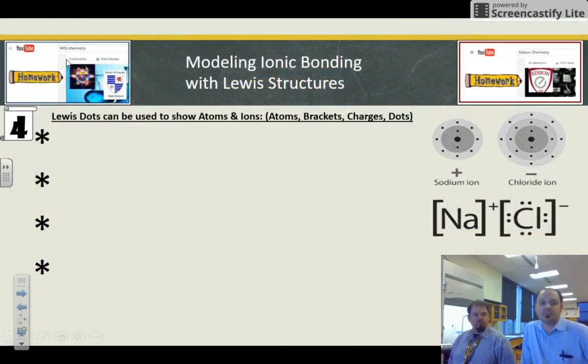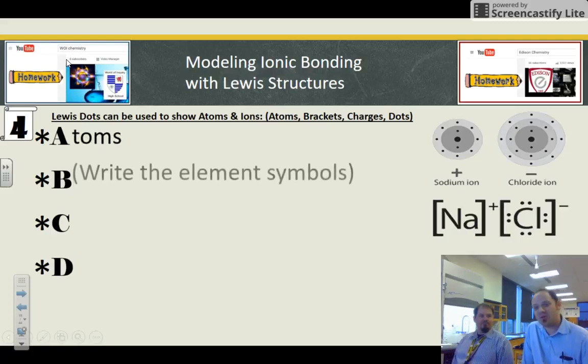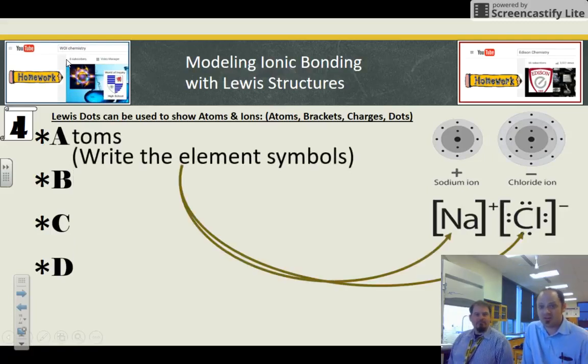Okay. See those 4 things? We're going to fill those things out. A is for drawing your atoms, which means that we want you to draw the symbols to represent both the nucleus of the atom and all of the kernel electrons. That's what that Na represents, and that's what that Cl represents.